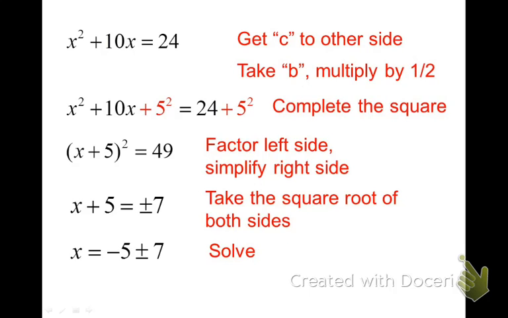So what is negative 5 plus 7? Negative 5 plus 7 is 2. And what is negative 5 minus 7? Negative 5 minus 7 is negative 12. So those are our solutions.